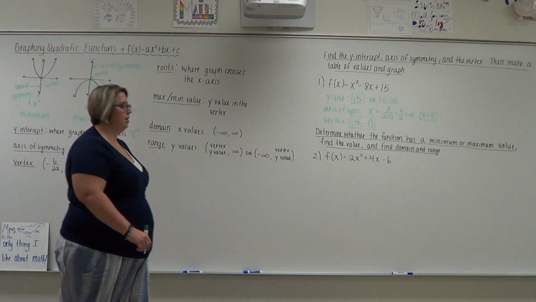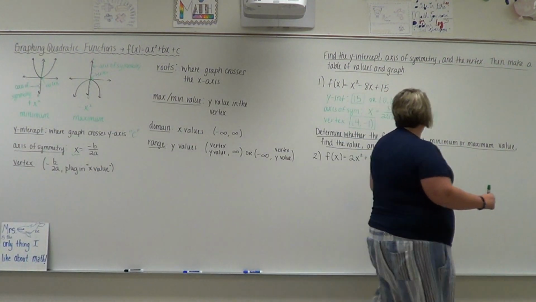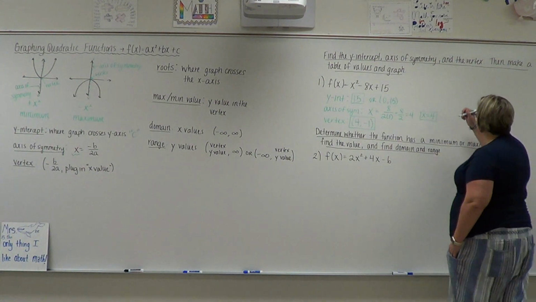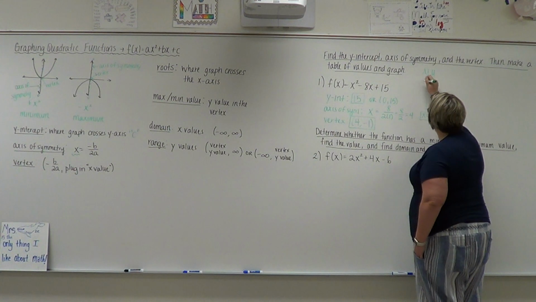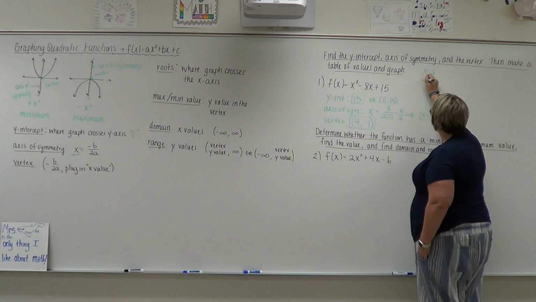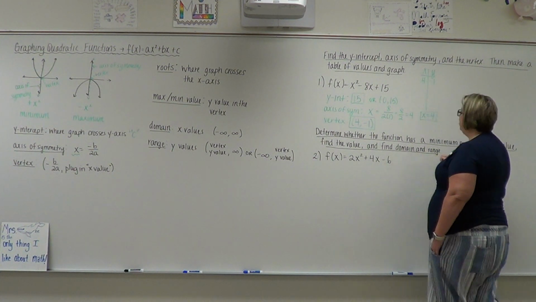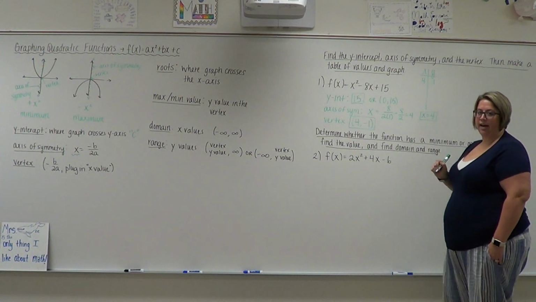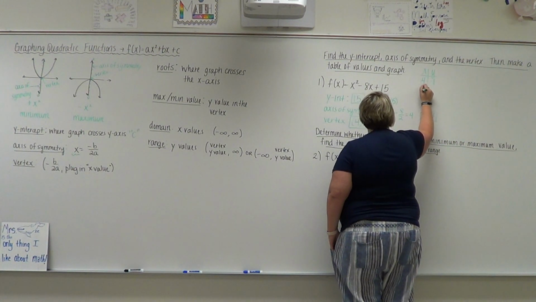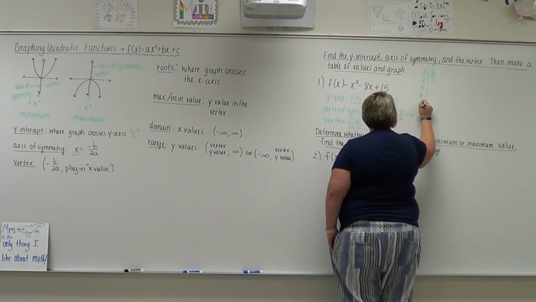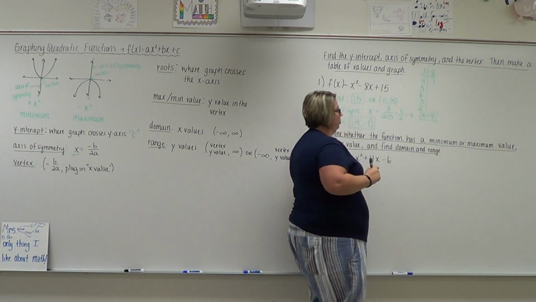Okay, then we're going to make a table of values, and we're going to graph. On your table of values, this is symmetrical. So first thing I would do is put in your vertex. And then you're going to do 2 numbers on each side. So 2 numbers bigger than 4 would be 5 and 6. 2 numbers smaller would be 3 and 2.